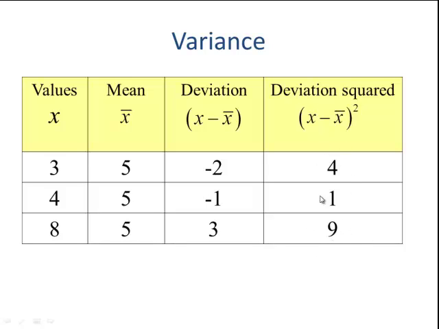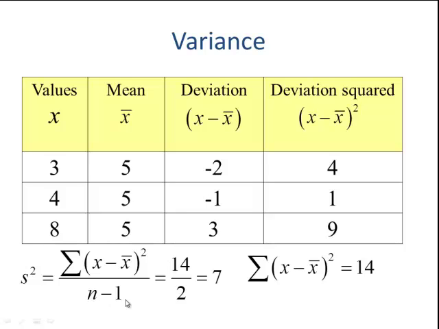If we add these up, the sum of the squared deviations is 14. Now if we do our average and we take this sum and divide by how many we have, but because this is a sample, we want to divide it by n minus 1, which would be 3 minus 1, which is 2. 14 divided by 2 is 7. So the variance for this data set is 7, and we denote this by using s squared.